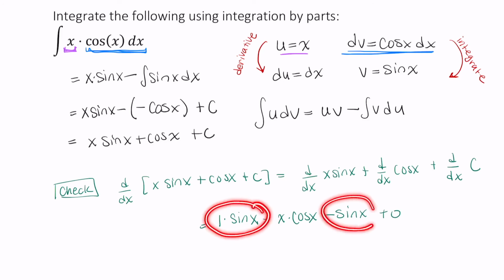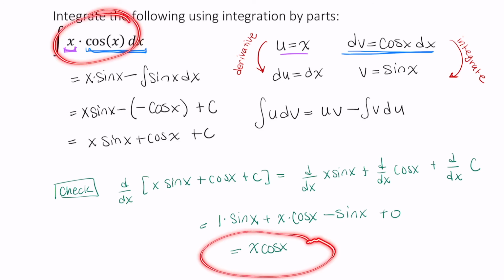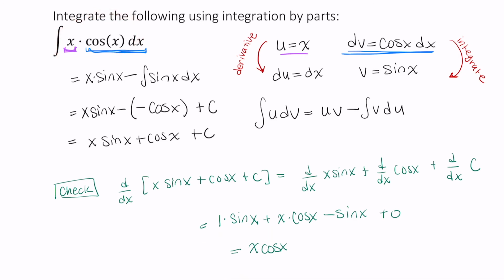A positive sine x plus a negative sine x will equal 0. And here I have another 0, so this simplifies to x cosine x, which is precisely what we began with here. So we definitely know our work is correct. I hope this video was helpful.